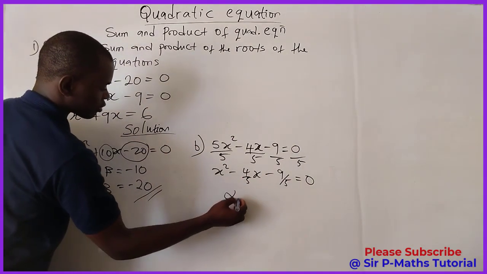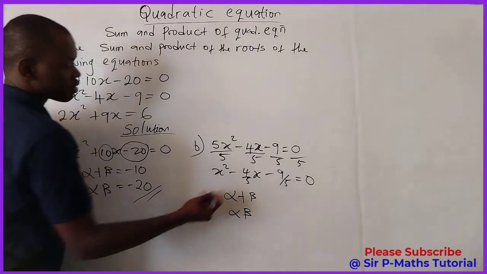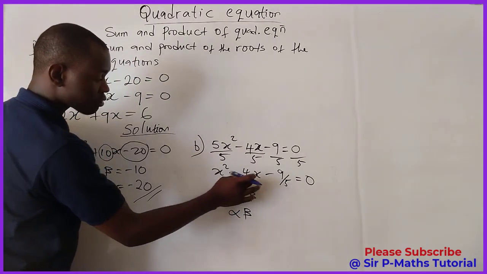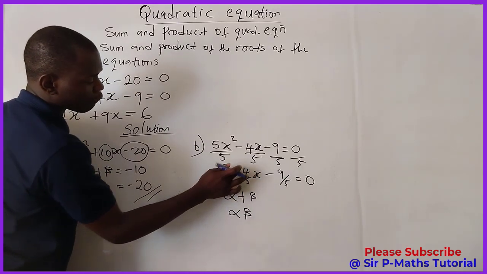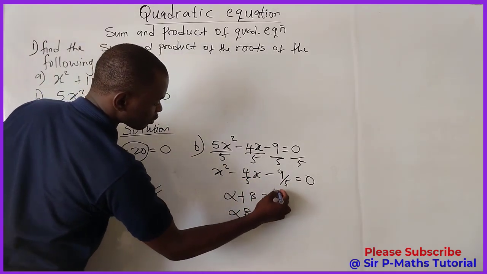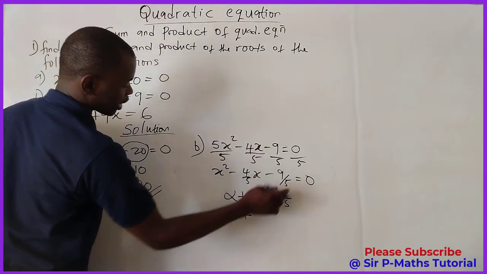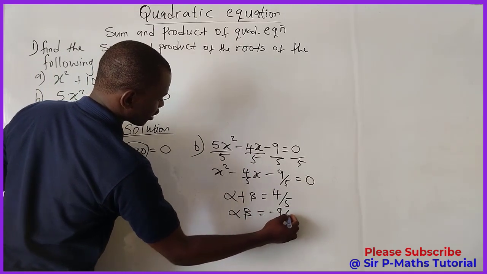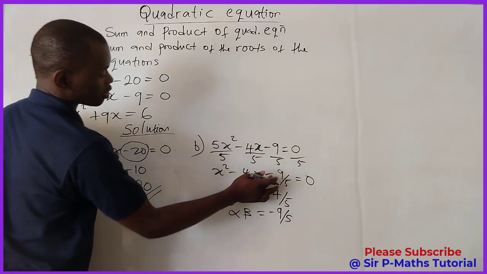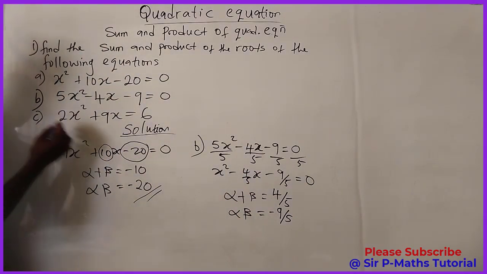Then to bring out my sum and product, my sum is the coefficient of x, but the additive inverse. So the additive inverse of negative 4 over 5 is positive 4 over 5. Then for the product, I have minus 9 over 5. We take the constant with the sign in front of it. That becomes it.